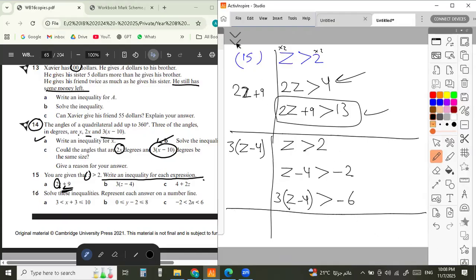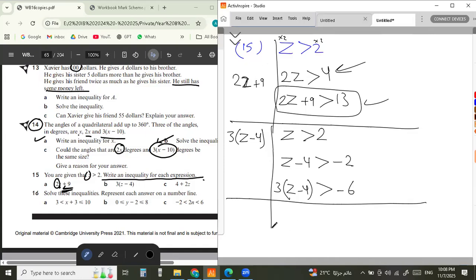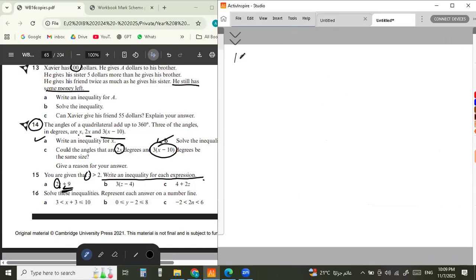Let's continue. The next expression says 4 plus 2z, and they told you z is greater than 2. What happened to z here? It got multiplied by 2. So 2z is greater than, I multiply also there by 2, 4. But mister, they still need me to add 4 to it. So add 4 here is greater than add 4 there, 8. That's it.